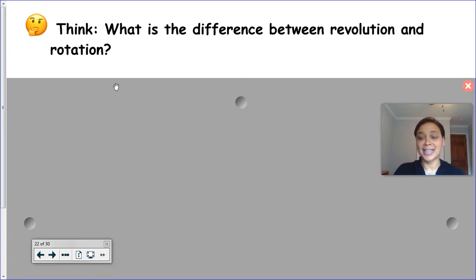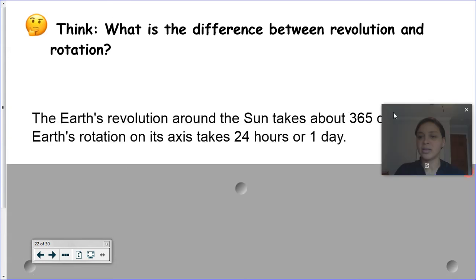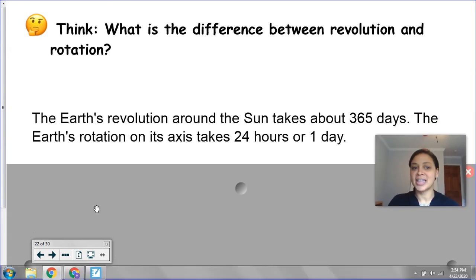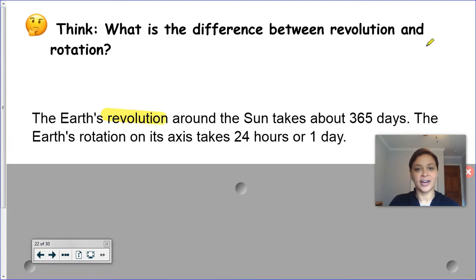We're going to return back to that question. What is the difference between revolution and rotation? Well, we just found in the text that the Earth's revolution around the sun takes 365 days, and the rotation takes 24 hours or 1 day. Very good.